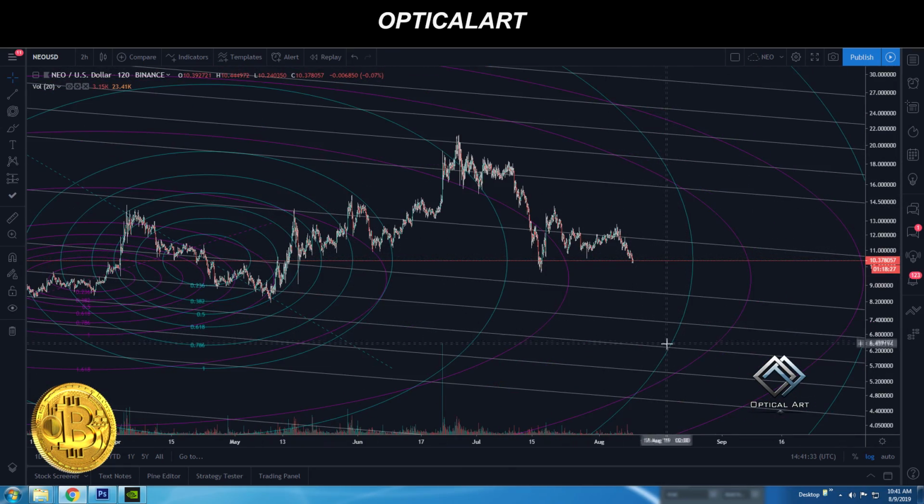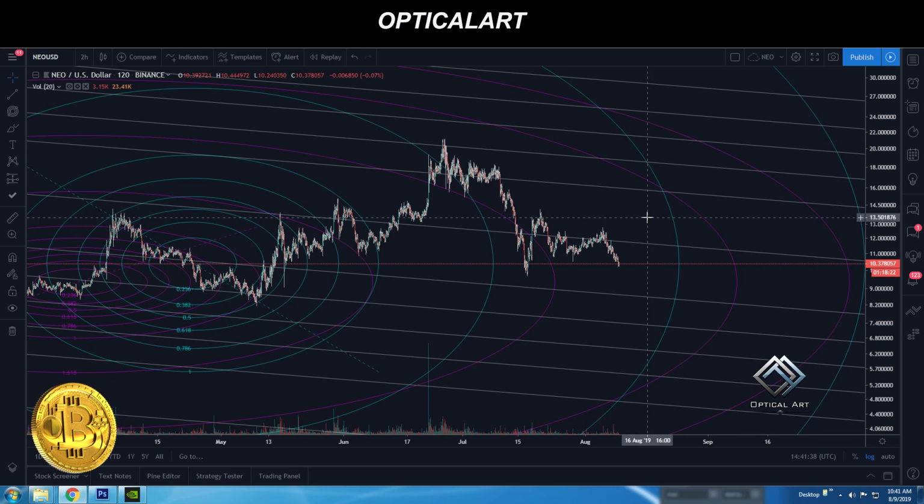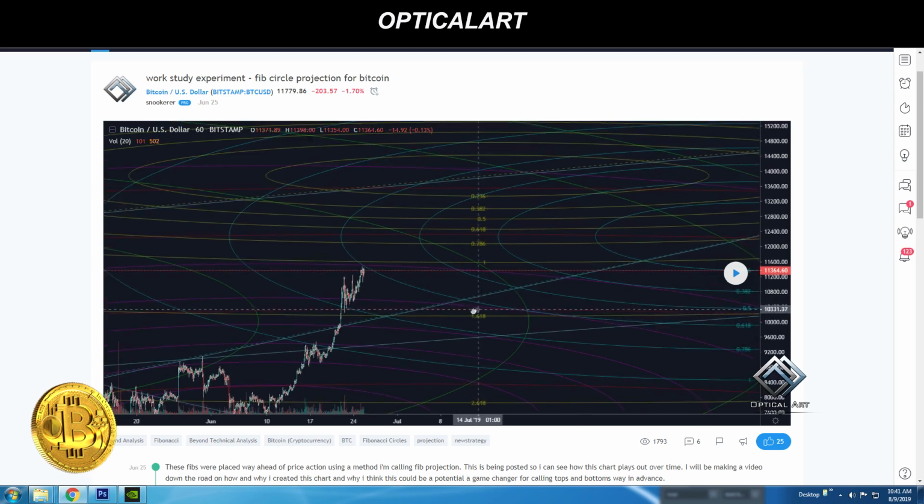And I guarantee you when it hits this ring, it's going to go up. And this is just Neo. I have a bunch of other alts and Bitcoin charts, and I'm also working on other stuff. This is something I published.